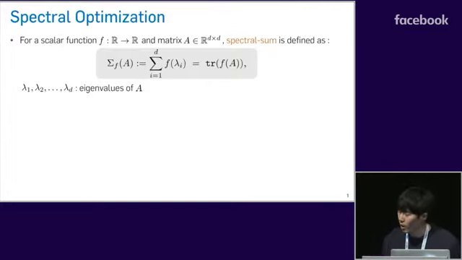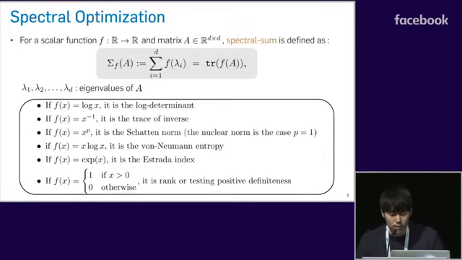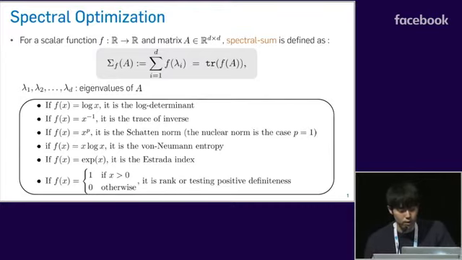Spectral optimization is optimizing some matrix functions. Here we focus on a specific type of function called spectral sum. Given a scalar function f and a matrix A, it is defined as the summation of f of all eigenvalues of matrix A. Depending on function f, it can be a broad class of matrix functions used in machine learning. Let me give some examples. If f is log x, this is the log determinant. If f is x to the power p, this is the matrix Schatten p-norm, a general version of the Euclidean norm. f can also be a step function, then it can be the matrix rank.